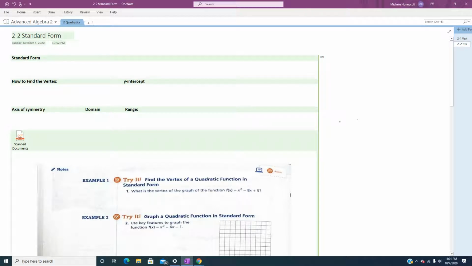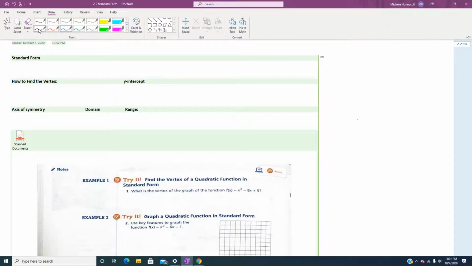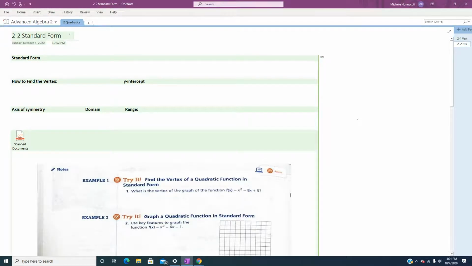Hey guys, today we are going to talk about the standard form of a quadratic equation. And again, quadratic equations are the ones that create the nice parabolas that you've been seeing graphs of or working with so far. All right, so the first thing you need to know is what the standard form looks like. You got a preview of it last section, but here it is.